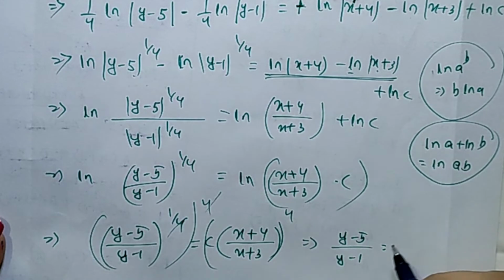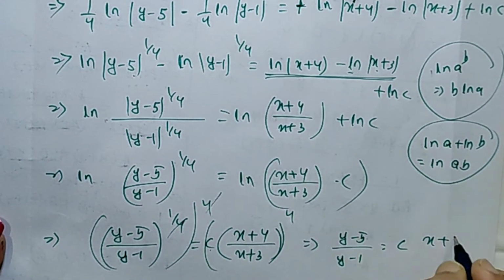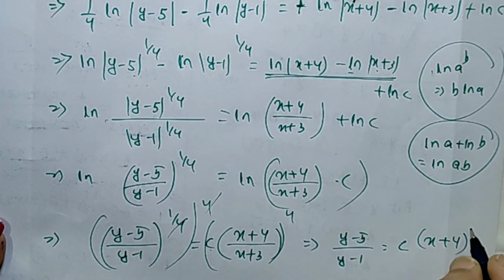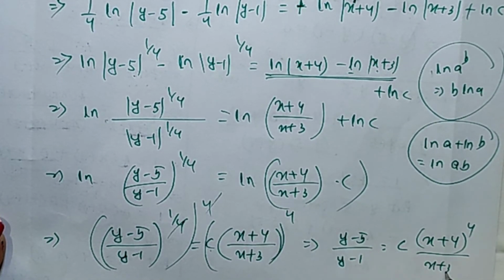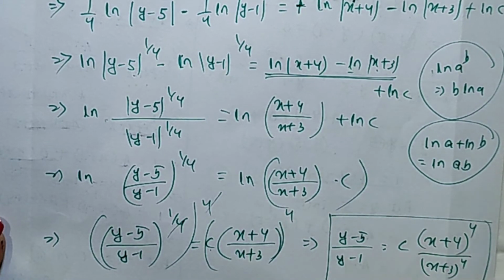this 4 is cancelled out. c power 4 is also a constant, so I can write c, (x+4) power 4 by (x+3) power 4. This is our general solution. You can write by cross multiplying both.